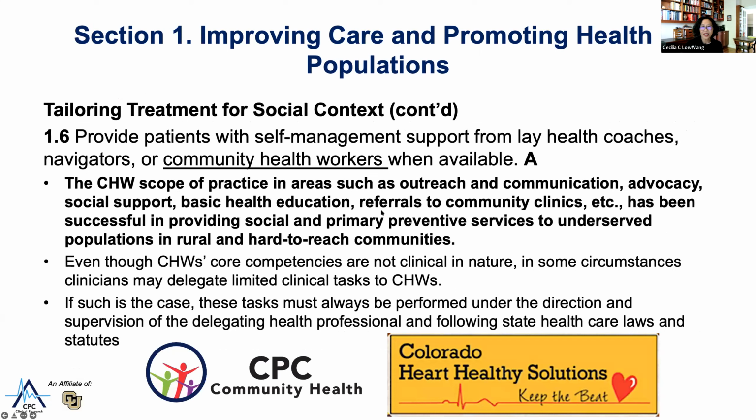And so just to go on about what the standards say about community health workers, they mention that the scope of practice includes things like outreach, communication, advocacy, social support, basic health education, as well as referrals to community clinics. And so those have been shown to be successful in providing social and primary preventive services to underserved populations in rural and hard to reach communities.